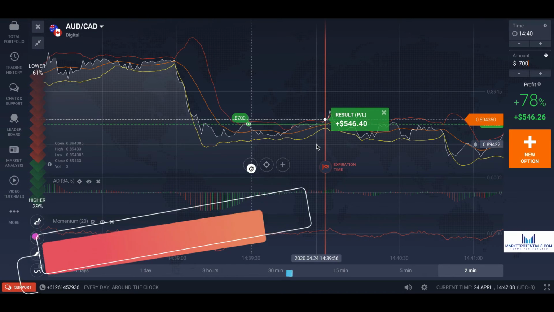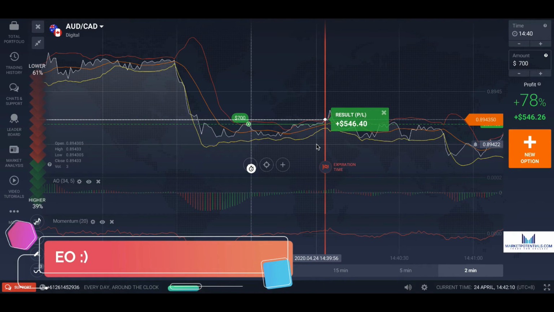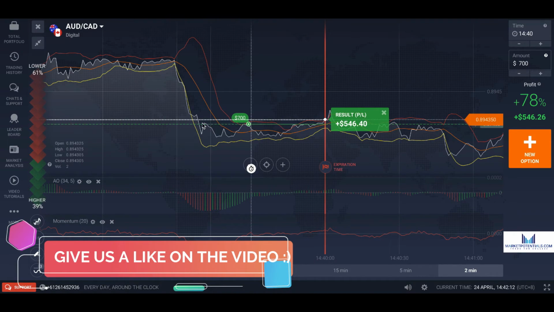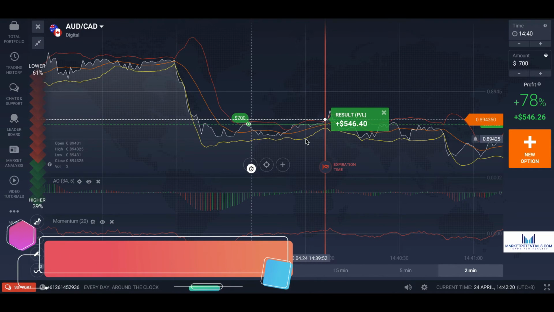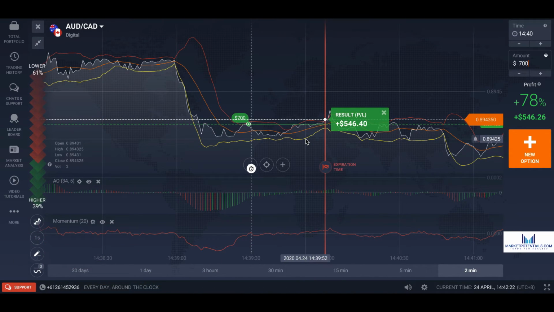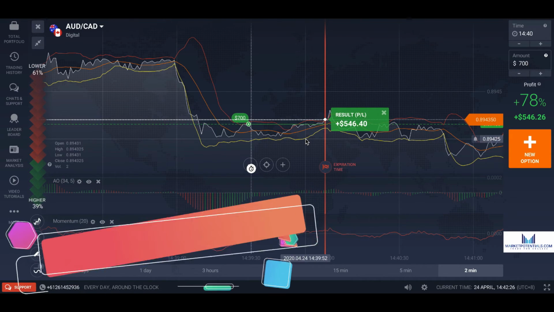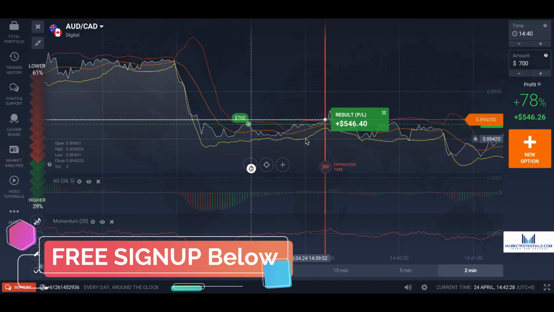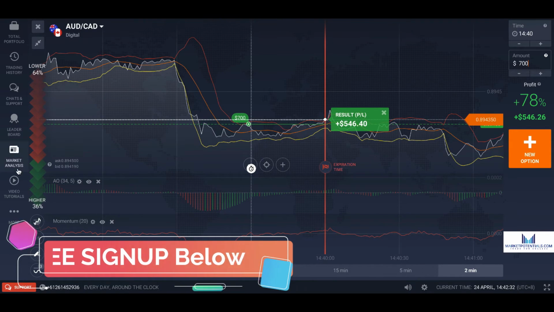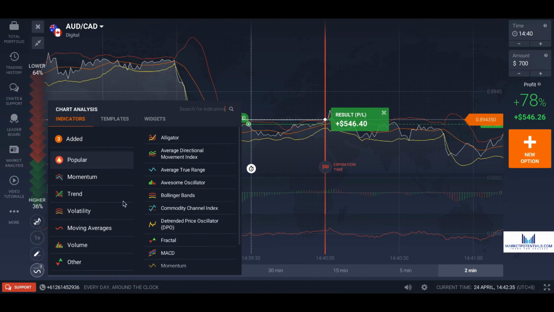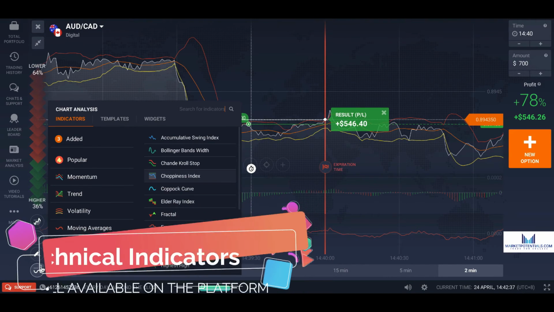So I hope you guys saw that, and let me just tell you a little bit about the indicators that I'm using, since I didn't have time earlier. I use the very basic technical indicators. So again, like I said, once you access the platform with the sign up link below, it's a free sign up, guys. Minimum deposit is only $10 on this platform, and you can trade from as low as $1 every single time. So the usual technical indicators that I use are accessible here.